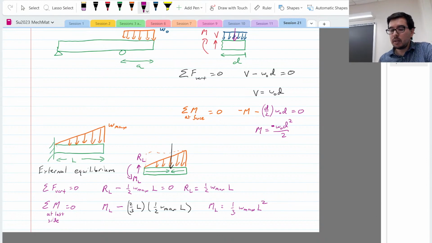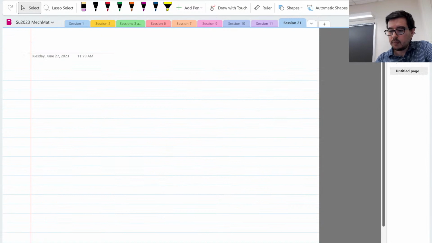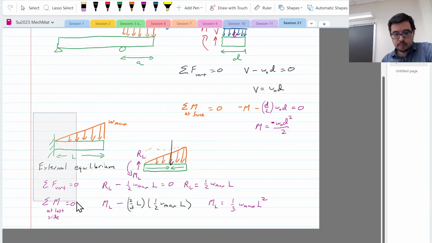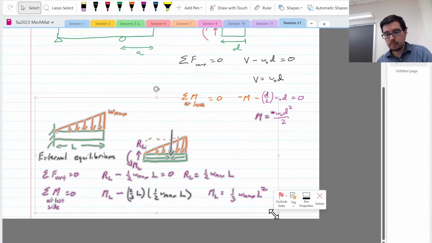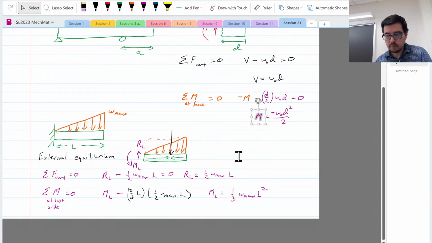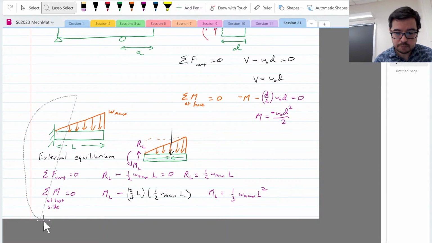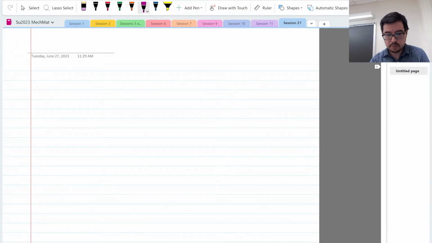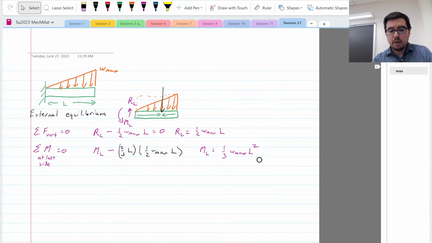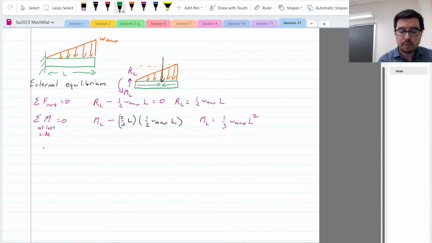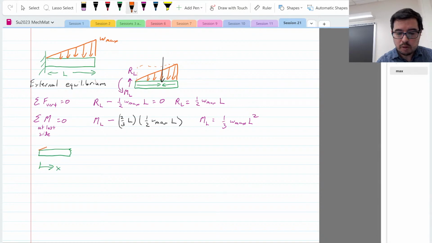Now we want to do the internal equilibrium. So we've got to take a cut, right? So if we take a cut, probably easier to do it this way. So now we've got X like this, we've got our distributed load also being cut, all right, and we have our external forces at the end. So we have our RL and we have our ML.